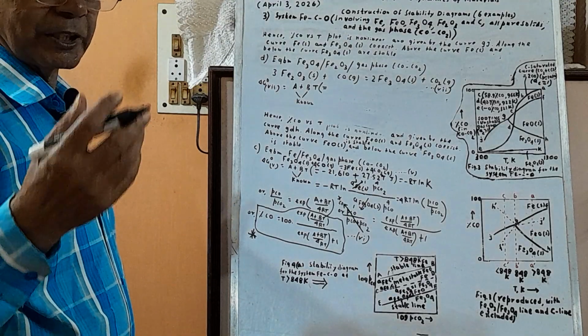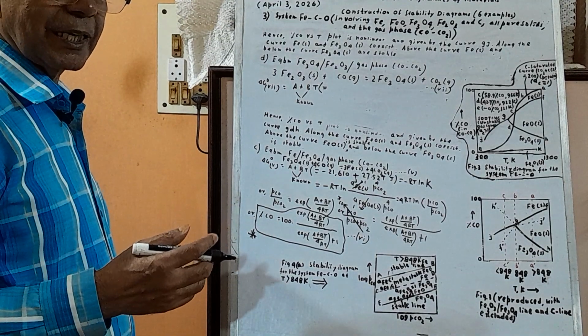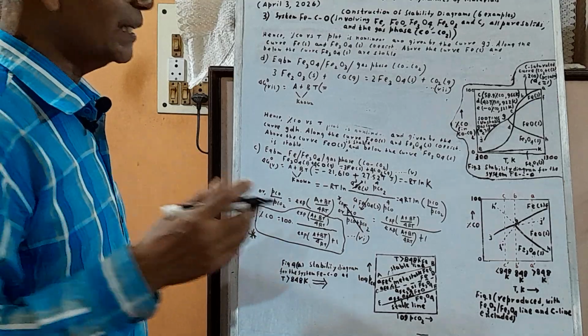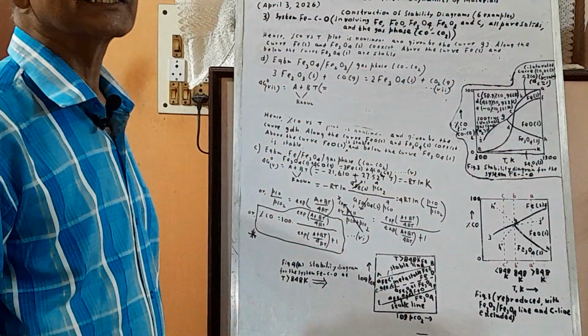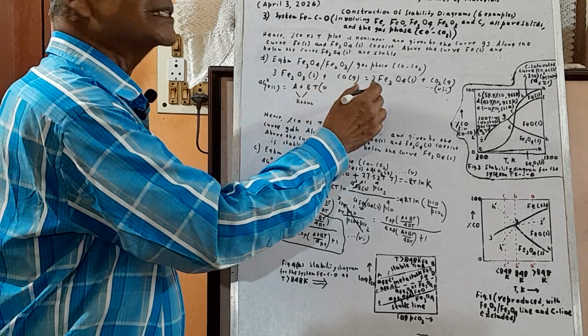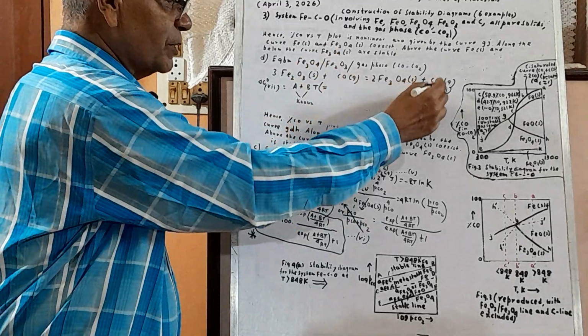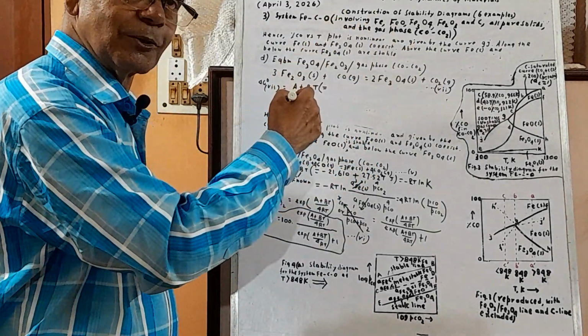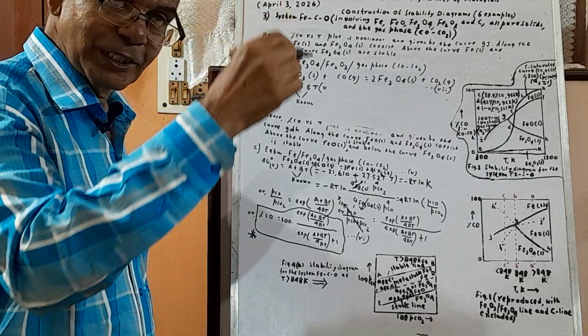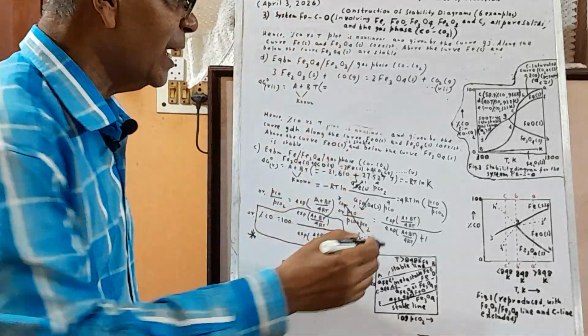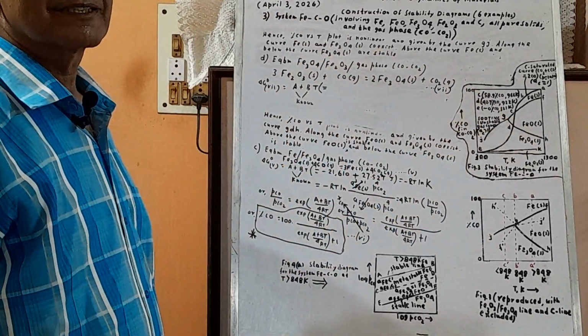For an exothermic reaction, as I told you, as temperature increases, the equilibrium constant decreases. The equilibrium constant here is CO2 over CO. So CO2 by CO decreases, which means CO increases. And yes, sir, that's right.